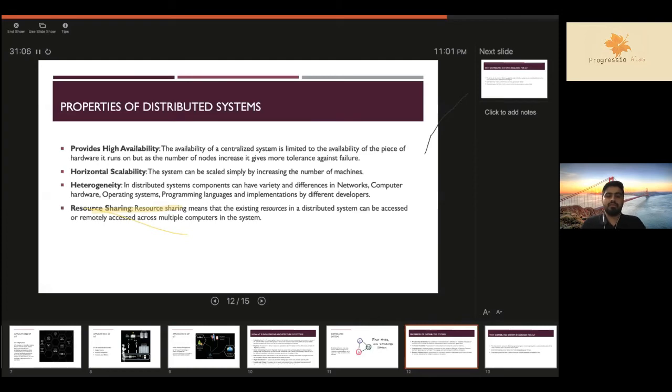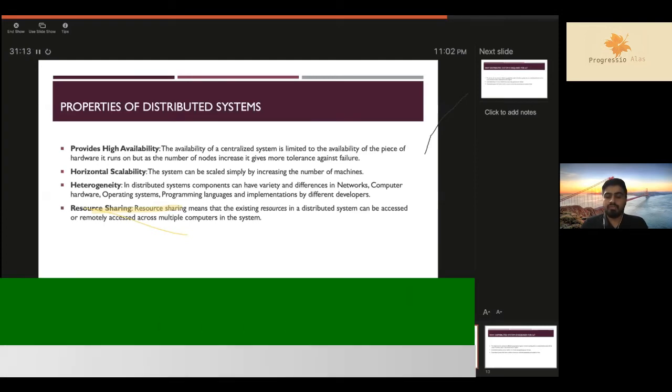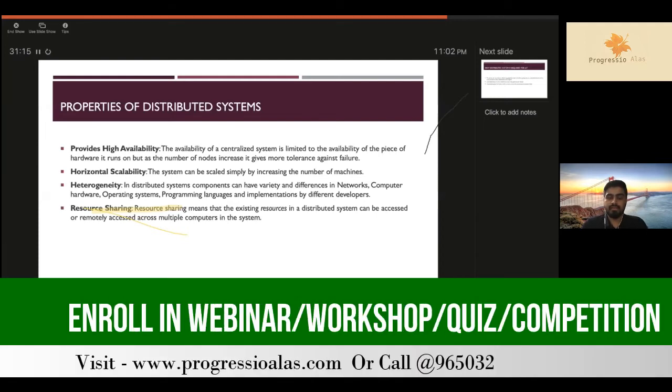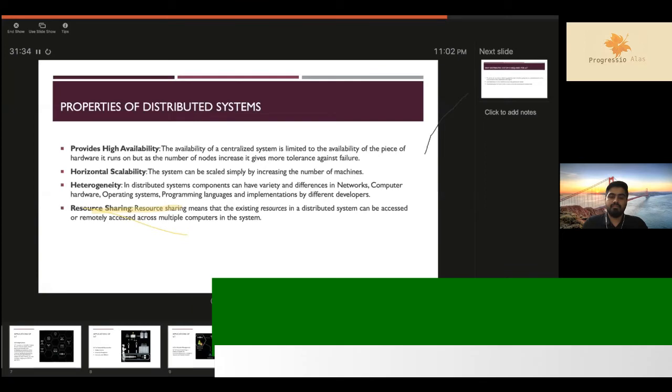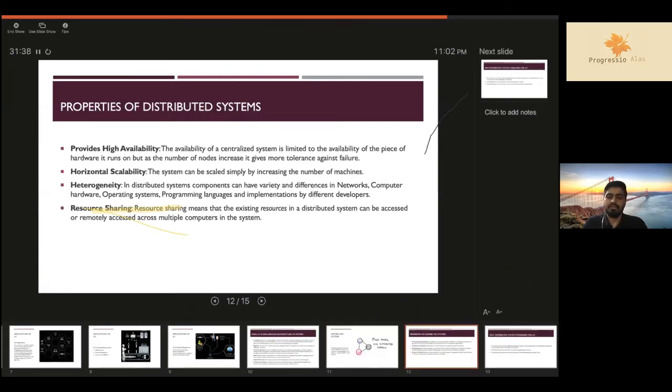Now, resource sharing. If you have multiple nodes working together to achieve a common goal, there will be more resources, and that can help in resource sharing. Suppose there's a service running on one server, and suddenly there's a memory crunch or something that inhibits running that service on that particular server. The service can go to any other server and start running there, because all these servers are part of one distributed system and one resource group. So it enables resource sharing as well.